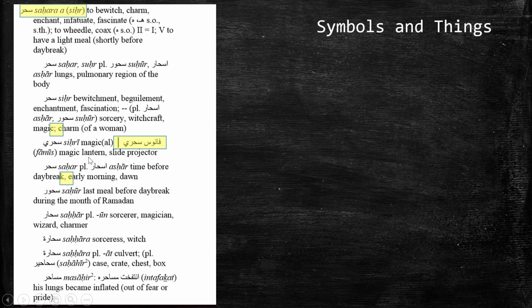Again, we have a comma, which means it can have these two meanings. So a slide projector or a magic lantern are both called fanus sihri. Now remember, he's told you how to pronounce fanus here, because that's not from the root. But he doesn't give you the transliteration for sihri, because that's an entry word, or that's one of the derivatives.